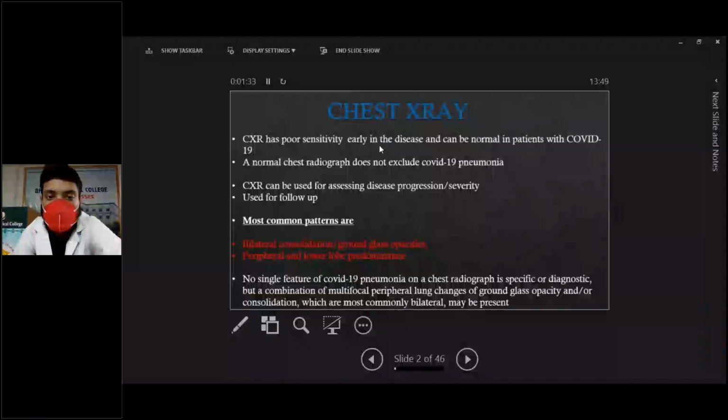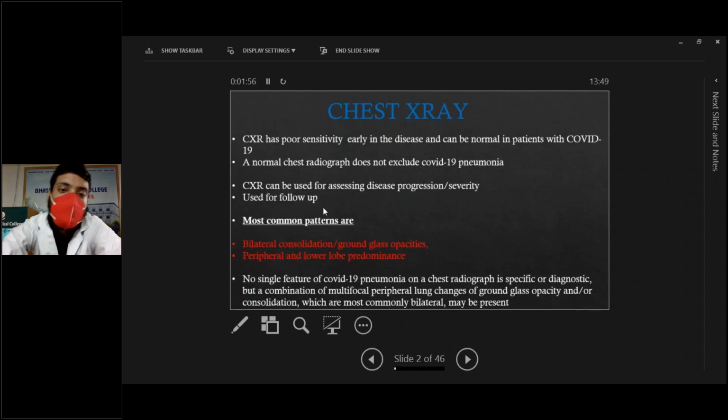X-ray has poor sensitivity early in the disease and can be normal in patients with COVID-19. A normal chest radiograph does not exclude COVID-19 pneumonia. So if a patient has a normal chest X-ray, that does not mean that the person does not have COVID-19. Chest X-ray can be used for assessing the disease progression or severity, and it's mostly used for follow-up.